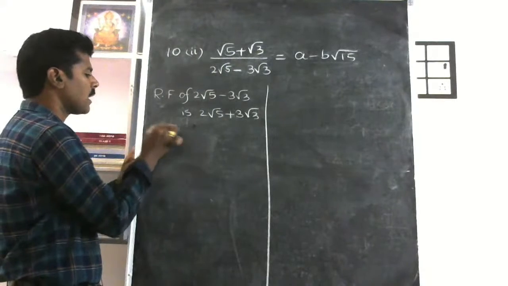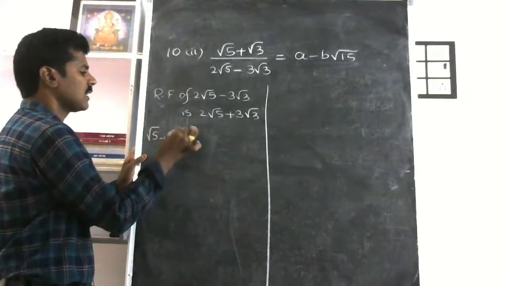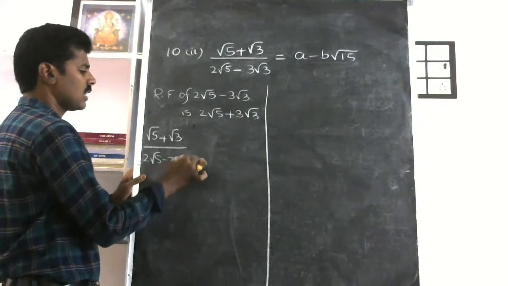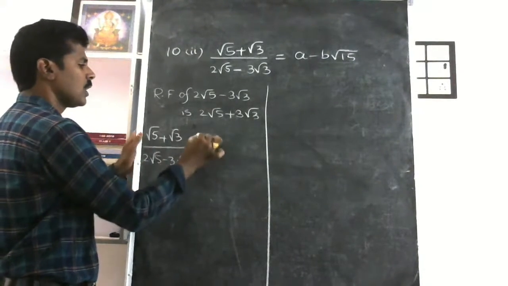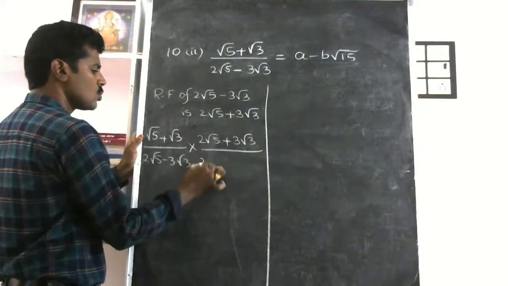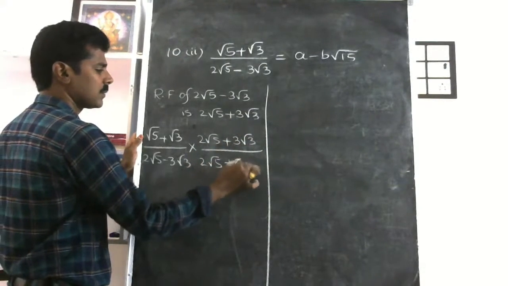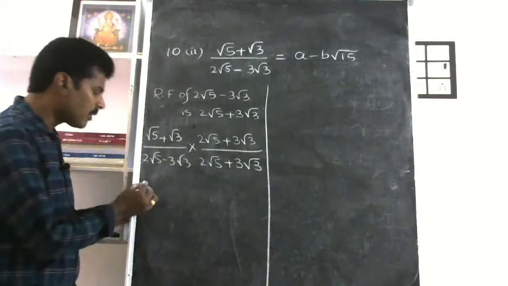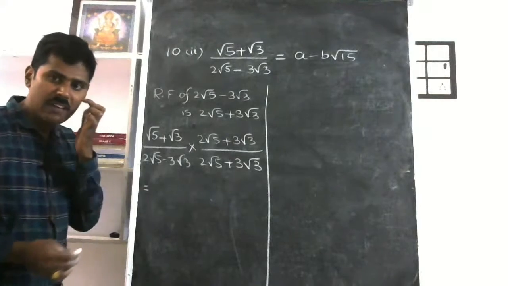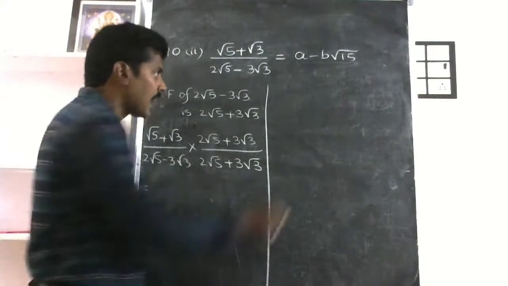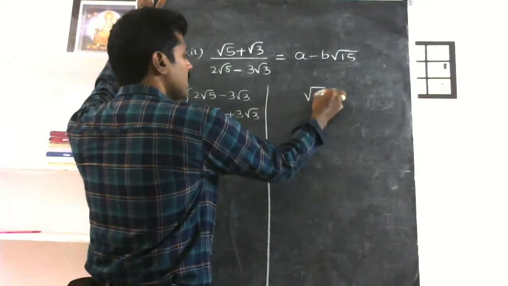So now I multiply the numerator and denominator, (root 5 plus root 3) by (2 root 5 minus 3 root 3), with 2 root 5 plus 3 root 3 by 2 root 5 plus 3 root 3. And the very important thing here is the simplest way to multiply. I will explain with another example and then we will do the same.